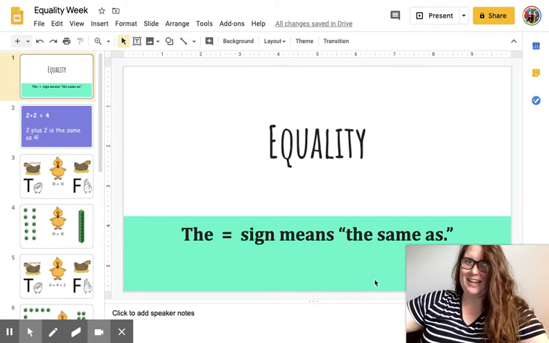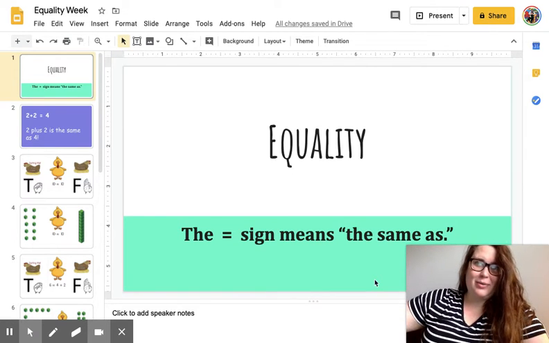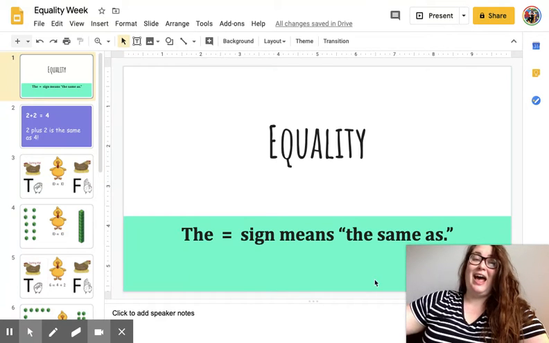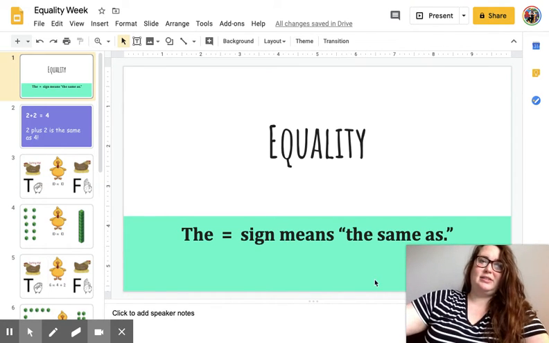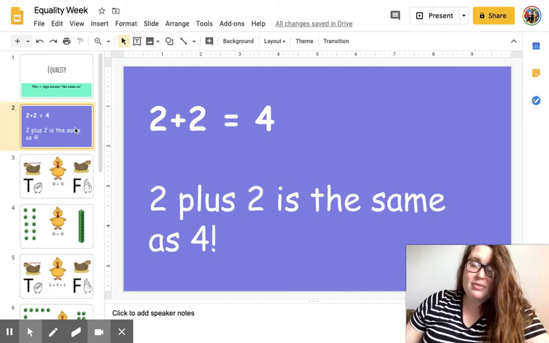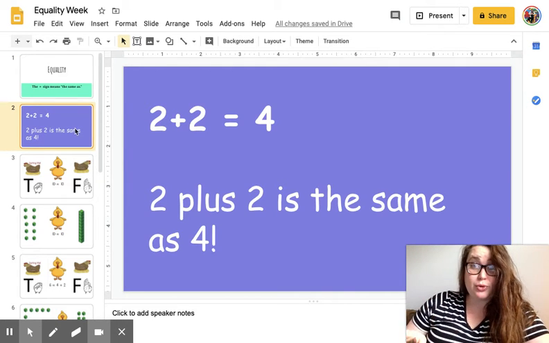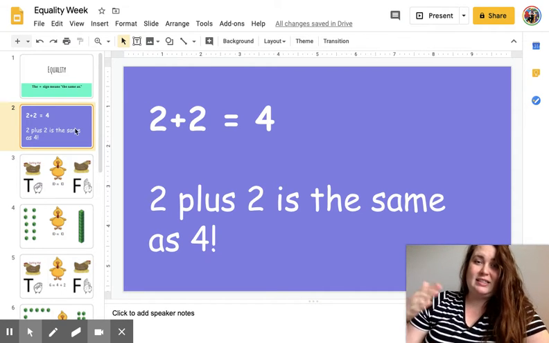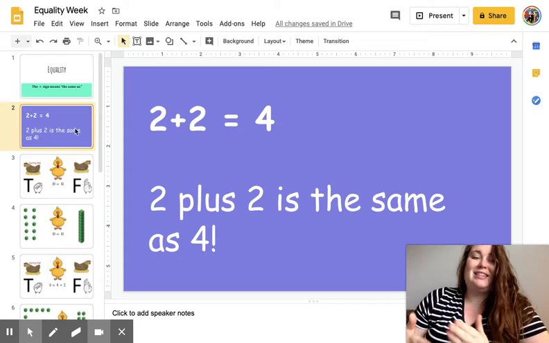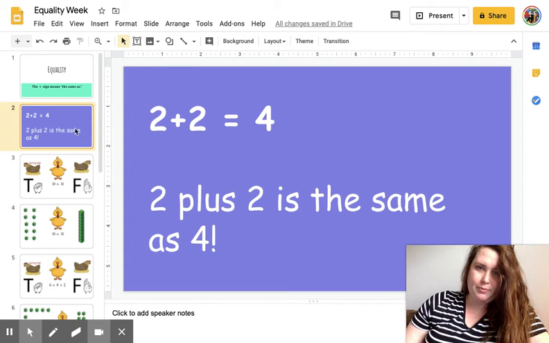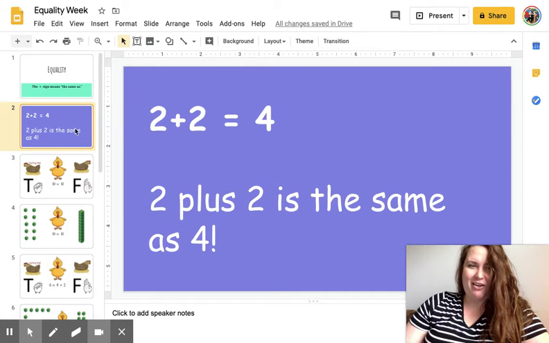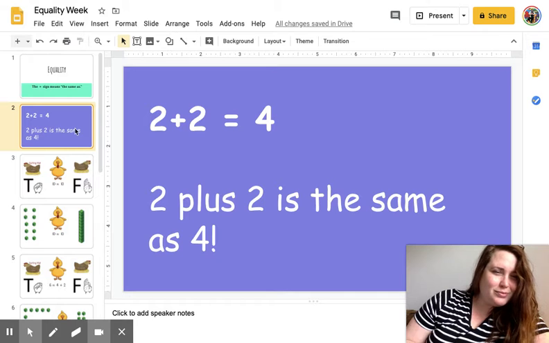This is when we get out the equal sign, and I want to remind you that when we're using the word equals or the equal sign, it actually means the same as. So, for example, if you saw the math problem 2 plus 2 equals 4, what this really is saying is that 2 plus 2 is the same as 4. So today we are going to work on figuring out, are these things equal or not?